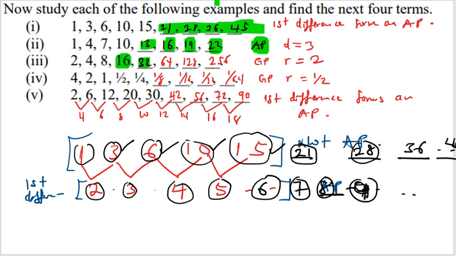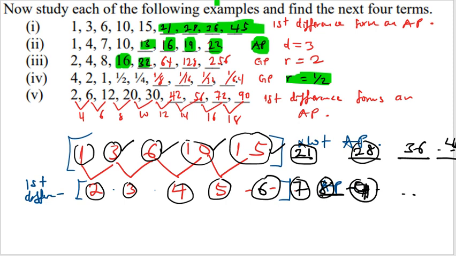If you divide this by 2, 1 on 8, 1 on 16, 1 on 32, 1 on 64. Then it goes on and on. Therefore, the common ratio is 1 on 2. Our common ratio is 1 on 2, and it is a geometric progression. Then we have 2, 6, 12, 20, 30, and so on.